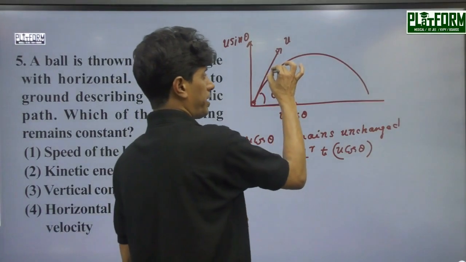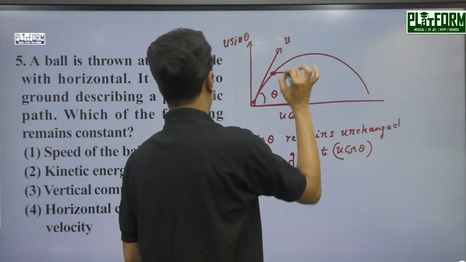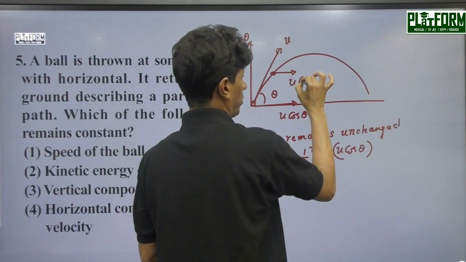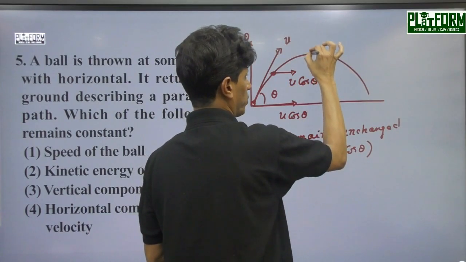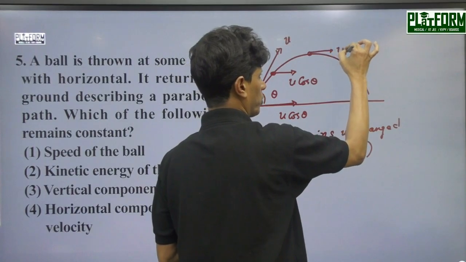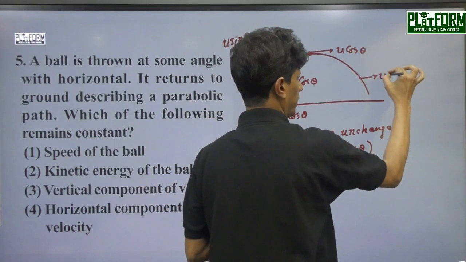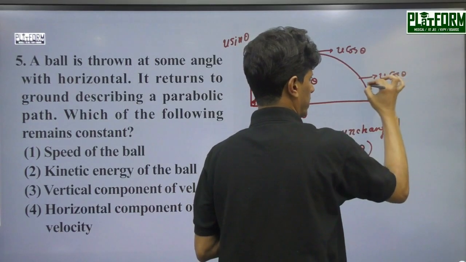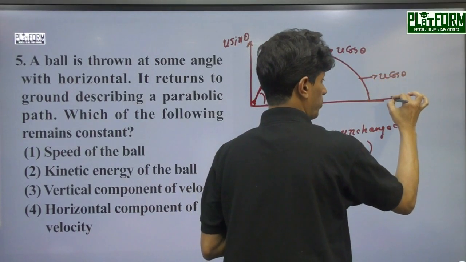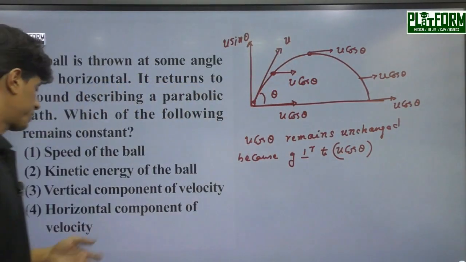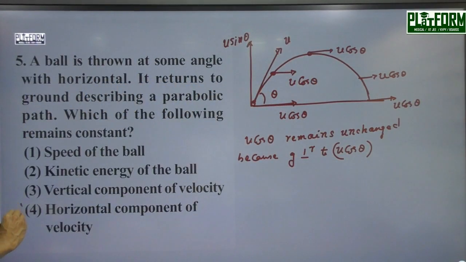So at any point of the projectile, the horizontal velocity of the particle is u cos theta, so the horizontal component always remains unchanged. Right option here is 4.